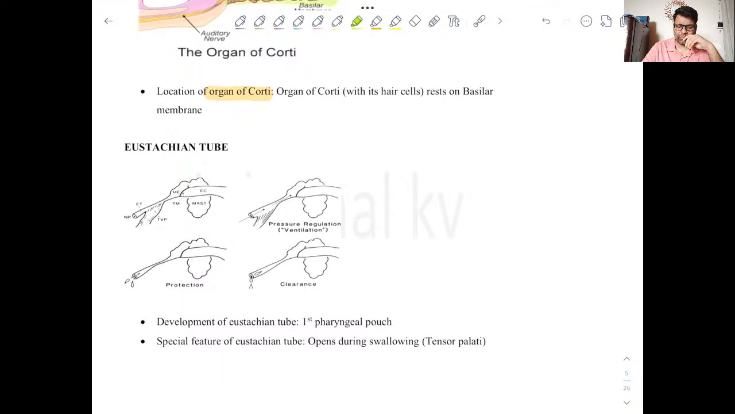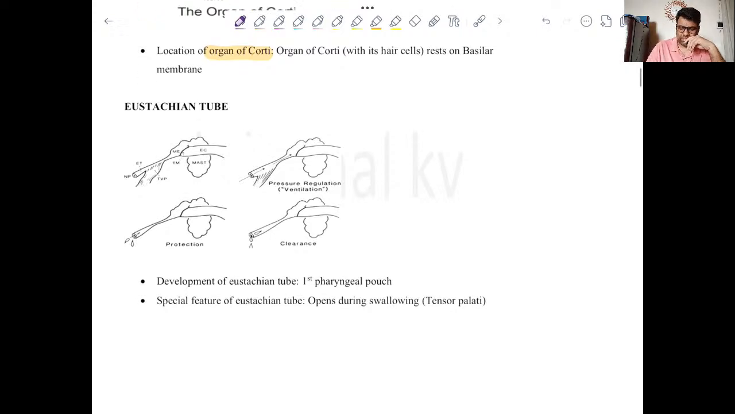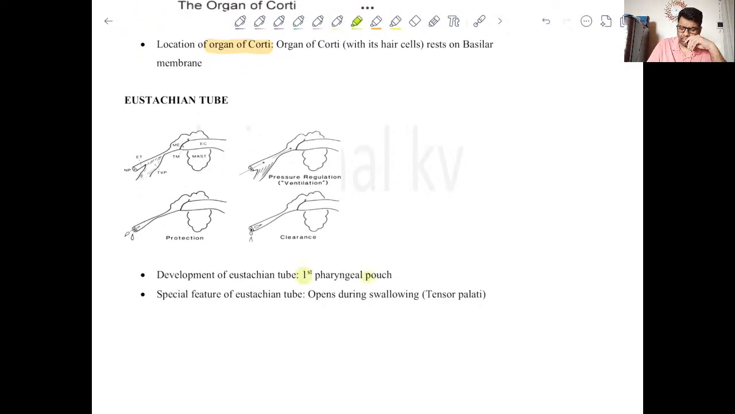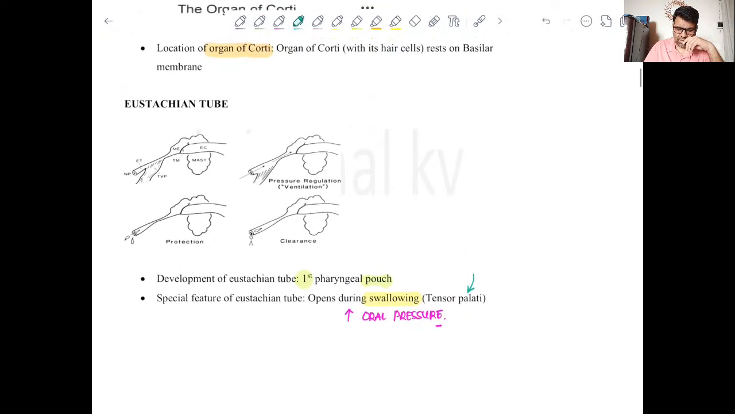Then moving forward to Eustachian tube, we discussed that there is an opening in the anterior wall of the middle ear which gives opening to Eustachian tube, and another opening is in the nasopharynx. Now this tube develops from the first pharyngeal pouch, and usually it is closed, but it only opens up whenever there is increase in oral cavity pressure. It can be yawning, sneezing, swallowing. So it opens up only that time, and the muscle which opens it up is tensor palati. Clear? So normally it remains closed.